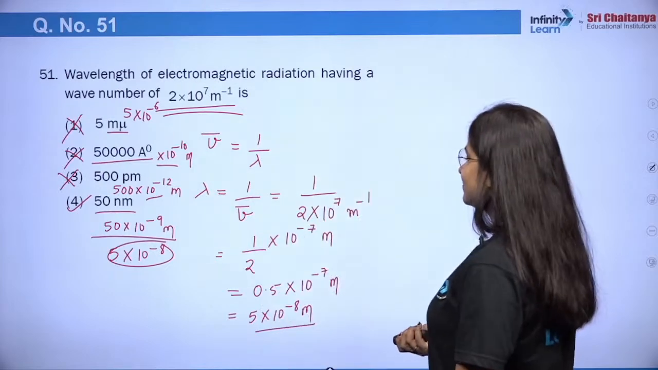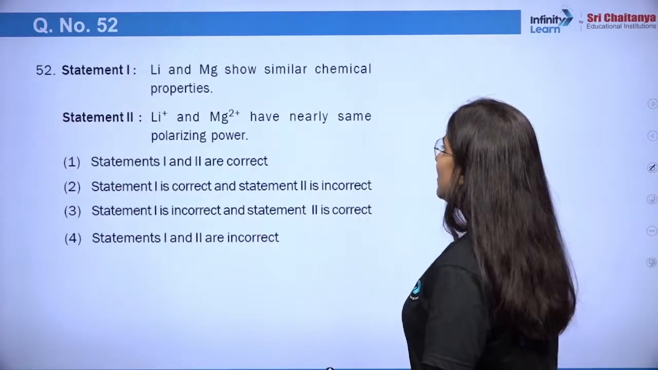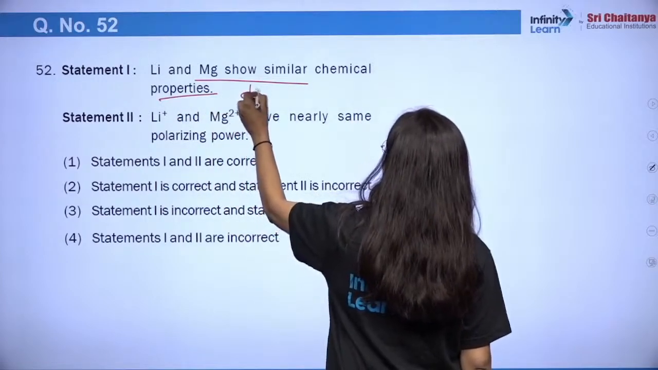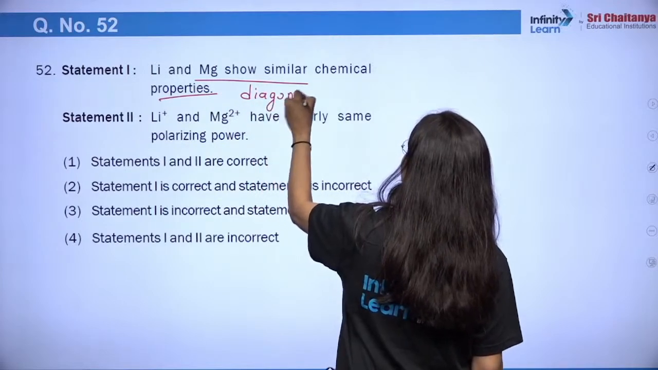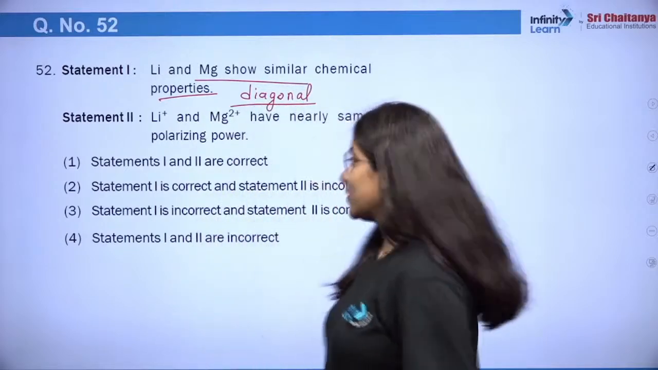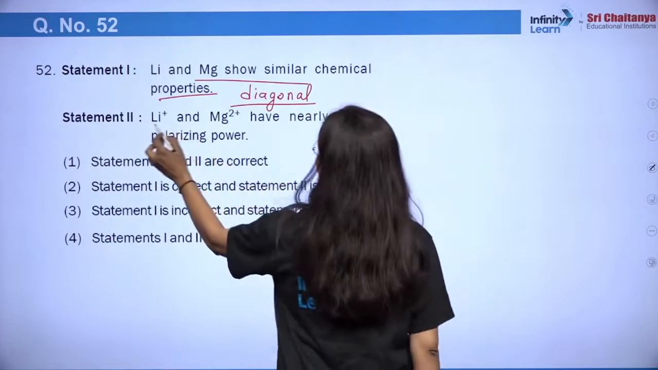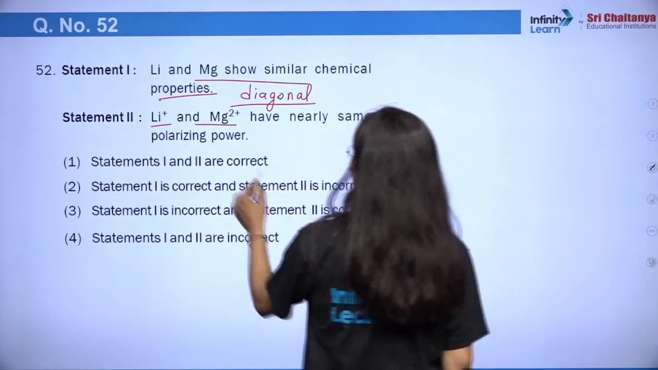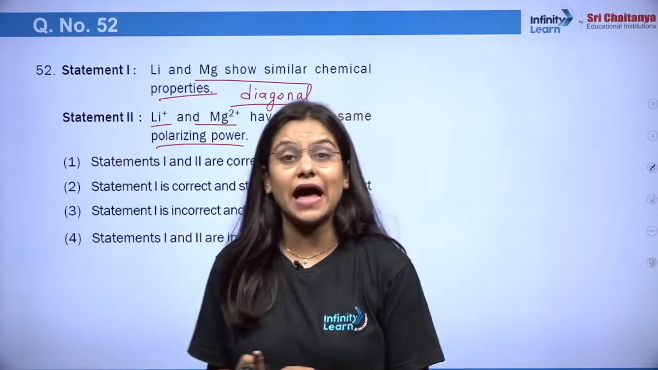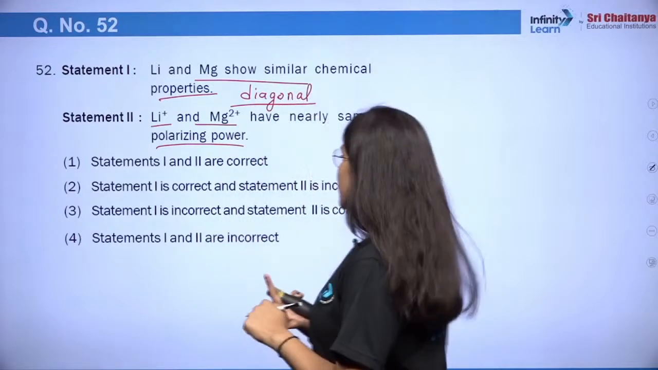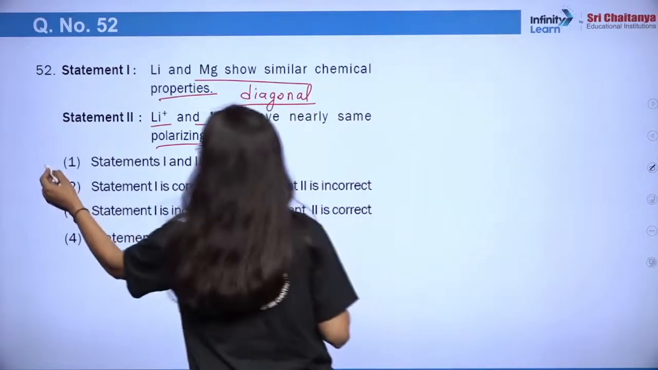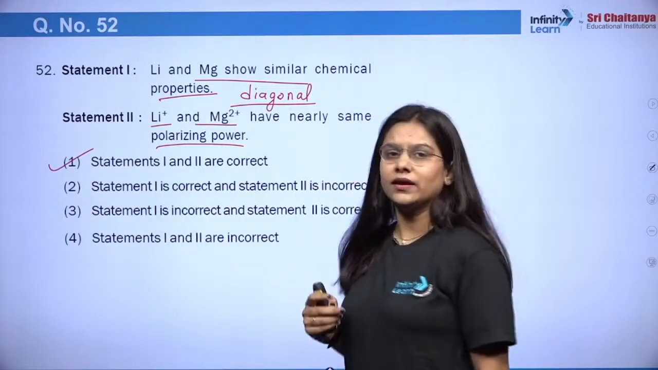Next question. Lithium and magnesium show similar properties. Yes, diagonal relationship, right? Remember, they show similar properties because of diagonal relationship. ये रिश्ता क्या कहलाता है? ये रिश्ता कहलाता है diagonal relationship. So this is correct. Next, lithium and magnesium ion have same polarizing power. So if they are showing similar type of properties, we can also say that they have same polarizing power. So in that case, both of the statements are correct. So what is the answer? Answer has to be statements 1 and 2 are correct.